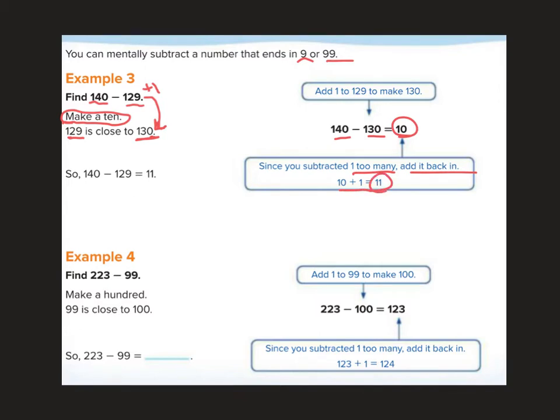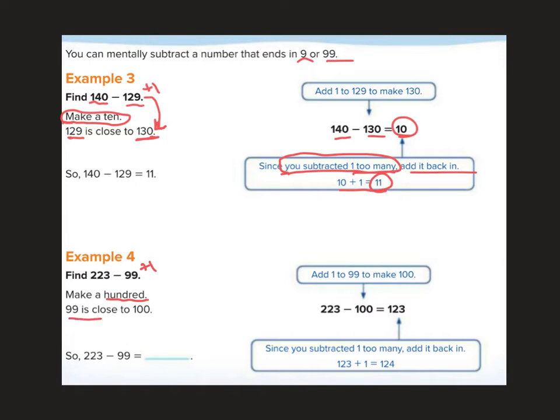Okay? This is the key word. I subtracted 1 too many. I took away too many from you, so I need to give it back. I need to add 1. Okay, let's try it again. So I'm going to make 100. I'm going to add 1. I'm going to take away too many because it's easier, and then I'm just going to add 1 back in, okay?